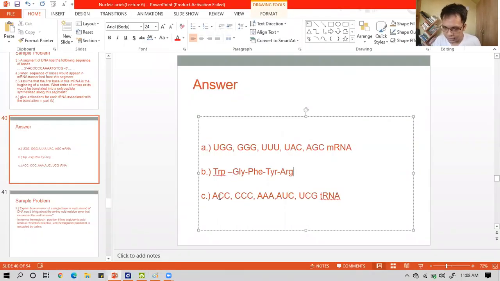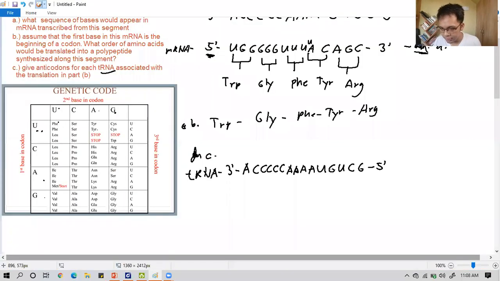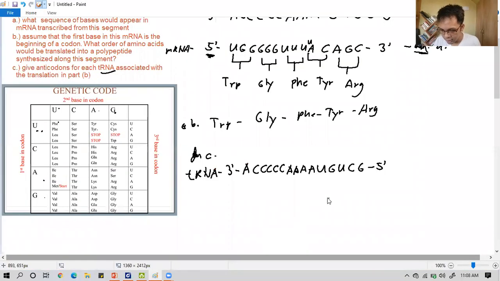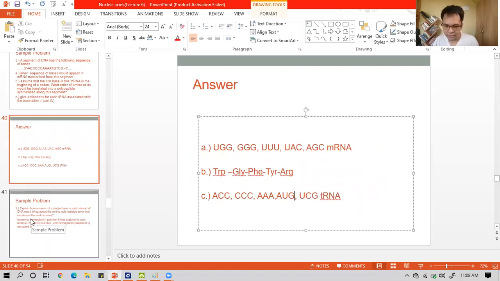Okay. And then for letter C, here are the answers. So for the tRNA, ACCCC, and then four A's, and then UC, that is supposed to be UG, right, that UG. UUUAC. So A, U, G, G, and then UCG, tRNA.